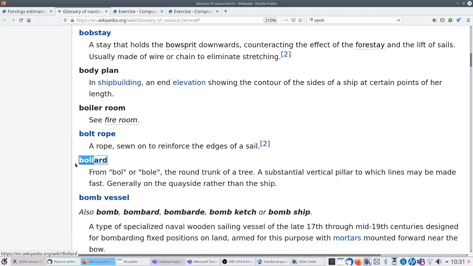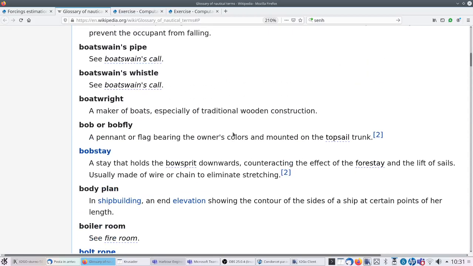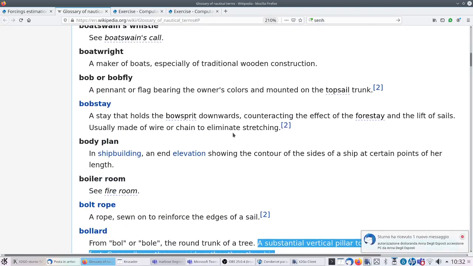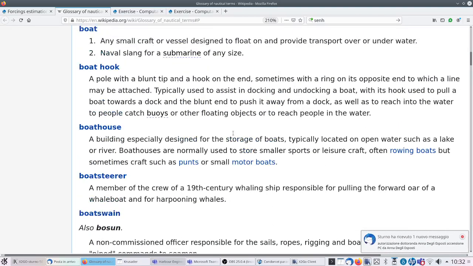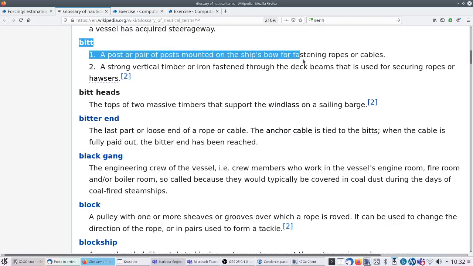You see, here it is a substantial vertical pillar to which lines may be made fast, generally on the quay side rather than the ship. So when it's on the quay side, on the berth side, it is called a bollard. The opposite end of the mooring line is the bit. Let me see if there is the term bit here. Yes. You see, bit: a post or pair of posts mounted on the ship's bow for fastening ropes or cables.